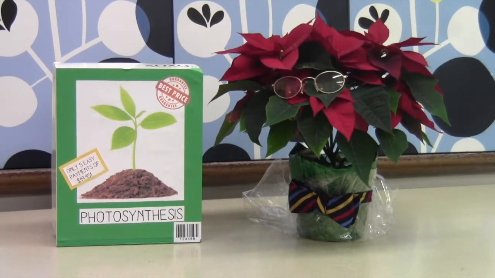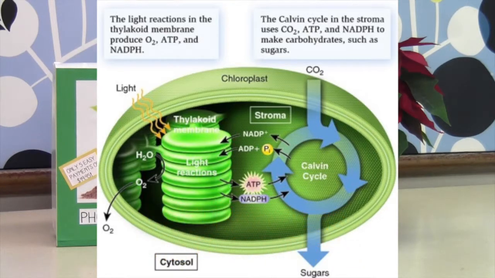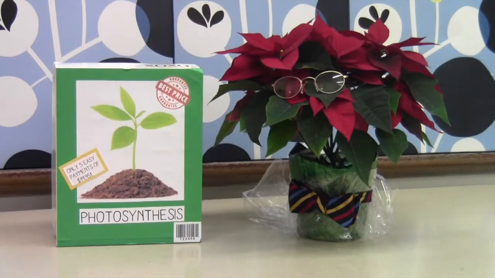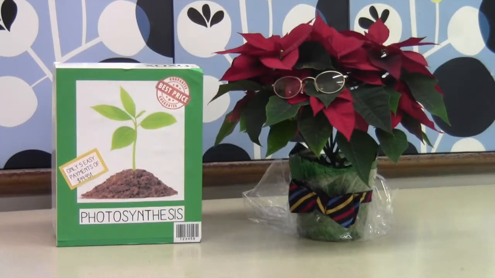Woohoo! Photosynthesis is the most fascinating process. Well, actually it's two: the light reactions and the Calvin cycle. The light reactions use light energy to make ATP and NADPH, which is chemical energy. The Calvin cycle uses chemical energy to make glucose from carbon dioxide. The light energy comes in the form of wavelengths, which is the distance between two adjacent waves' crests. These wavelengths are measured on the electromagnetic spectrum, which is the full range of radiation.